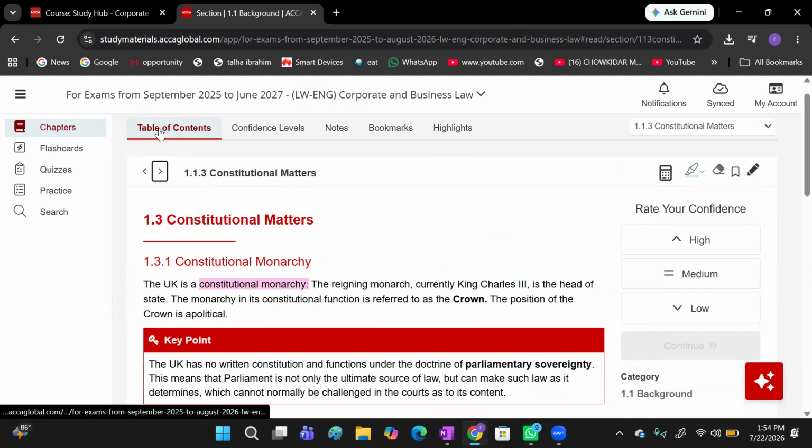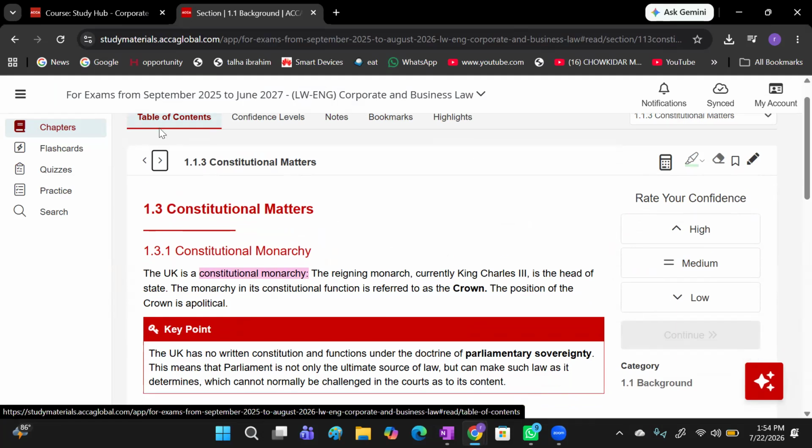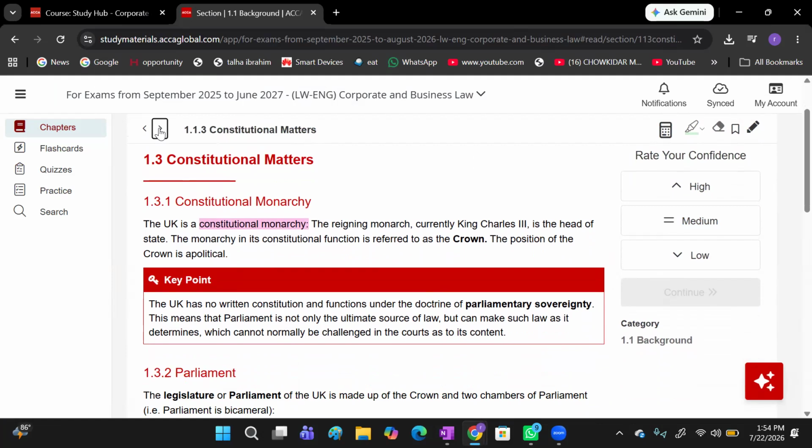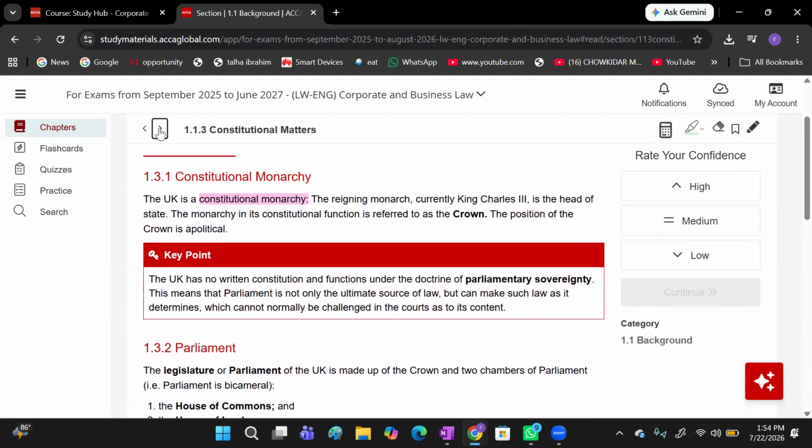So let's talk about the constitutional matters in the UK. The UK is a constitutional monarchy. What does that mean? It means that the UK has its constitution as well, and it has a parliament which is completely sovereign, yet it also has the monarchy. Currently, we know that King Charles is the one heading the state. They still have the king or the queen, referred to as the crown.